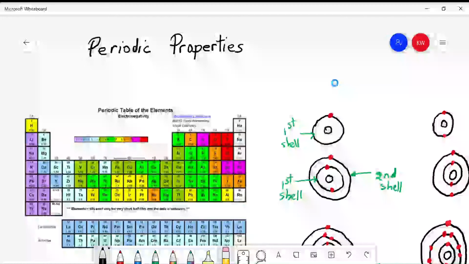So the periodic table is made up of groups. We have group 1, group 2, 3, 4, 5, right? And so on, all the way to 18. Some periodic tables are written as 1A, 2A, 3A, 4A. So groups come down and periods go across. This is period 1, period 2, period 3.